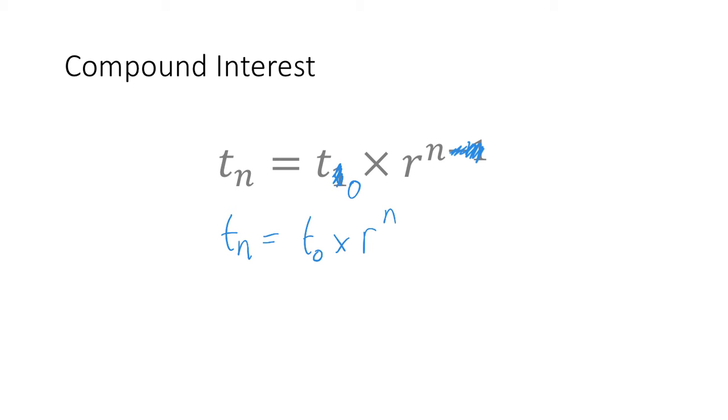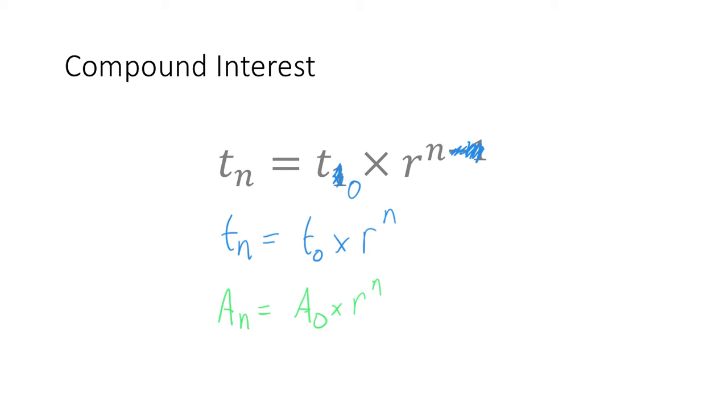Now sometimes in textbooks, you might see other letters being used. So it might be An equals A0 times R to the power of n, where A would be standing for the amount. So the amount after a number of periods is equal to the starting amount times the ratio to the power of n.